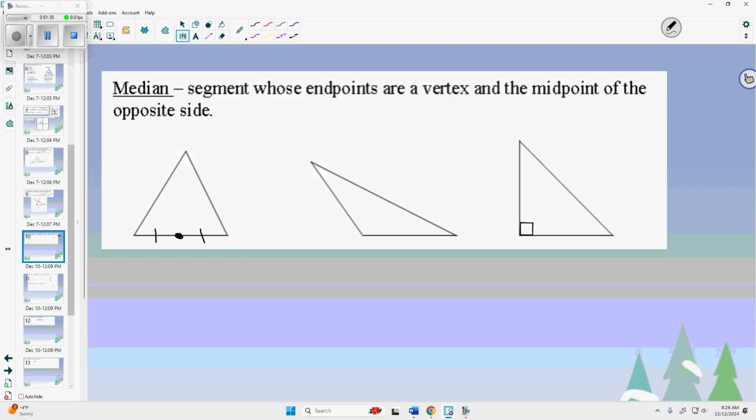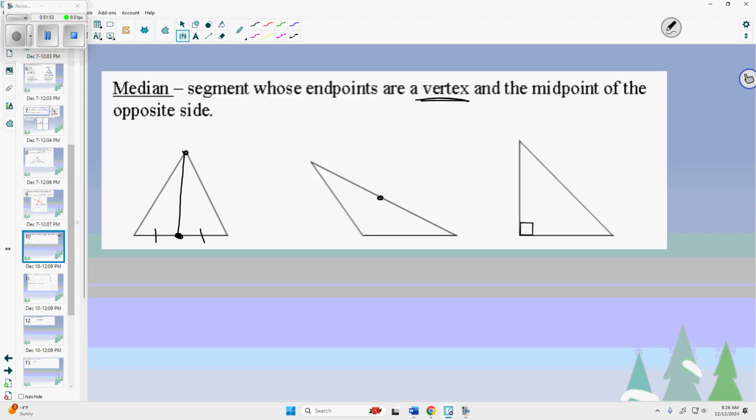Tick marks. I have to go from the vertex to that midpoint. So I go from that opposite vertex and I connect. I'm going to put one in each for right now just to show you what a median is, and we'll put all three in a triangle. I can pick any side to do a median too.